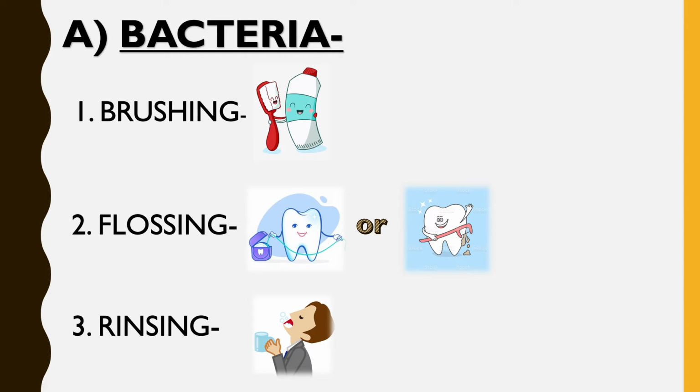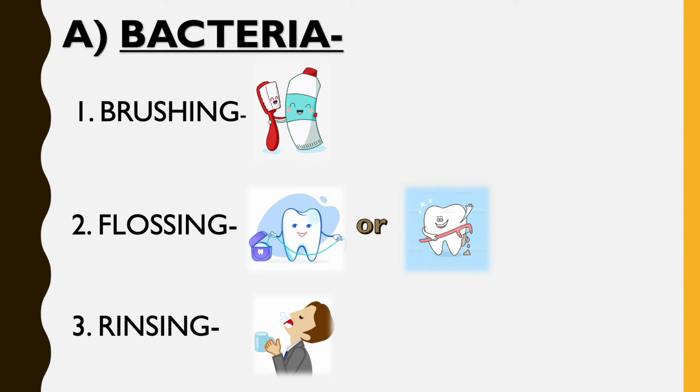So the first thing is bacteria. The first causative agent is the bacteria. And how we can prevent tooth decay is by not letting the bacteria do its job. So the first thing is brushing. Of course, you might have heard that to prevent tooth decay, you need to brush twice and floss daily.